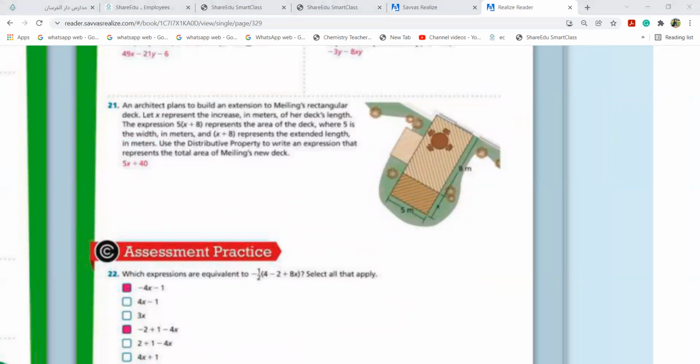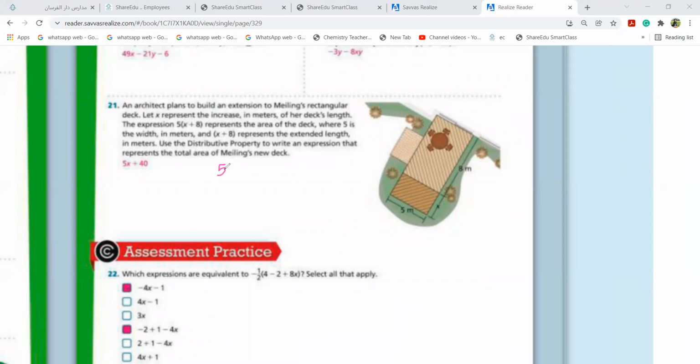An architect plans to build an extension to Millie's rectangular deck. Let x represent the increase in meters of the deck's length. 5 is the width in meters and x plus 8 is the length. Use the distributive property to write an expression that represents the total area of the deck.